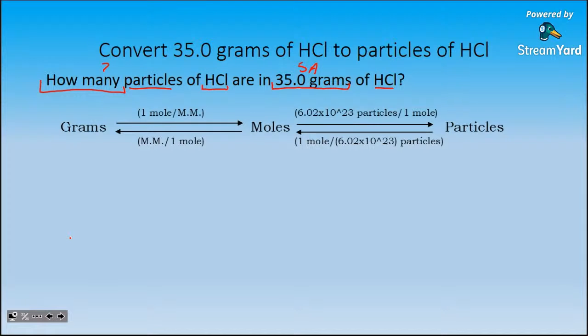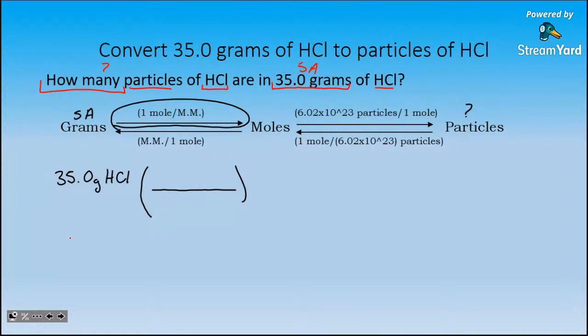So working this, my starting amount is grams. I'm going to particles. So 35.0 grams of HCl. My first step is going to be to convert those grams to moles. So I'm going to need 1 mole of HCl per its molar mass. And if you recall from a previous video, hydrogen is a mass of 1.01, chlorine is a mass of 35.45, and when we added those up, we got a molar mass of 36.46 grams of HCl.